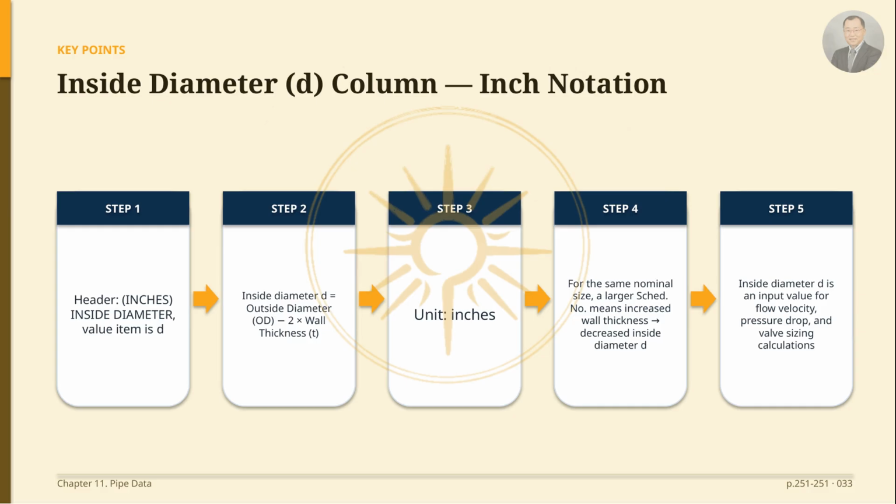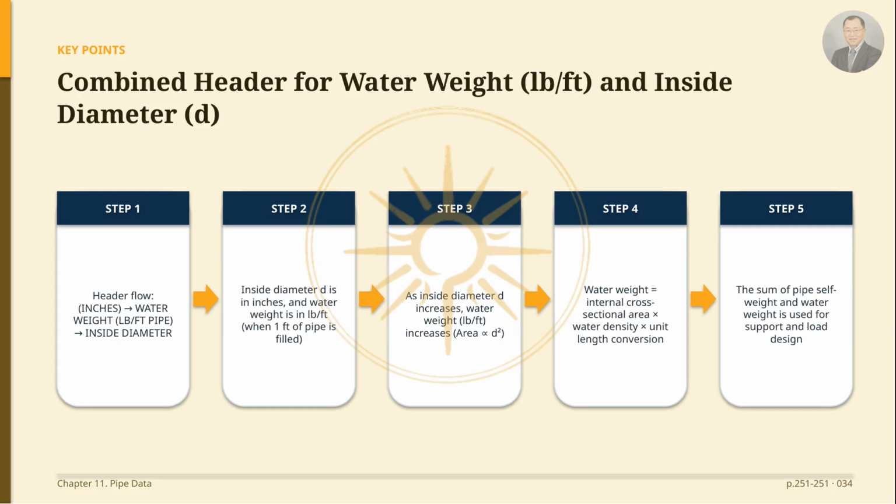It is important to verify this inside diameter value accurately, as it is a direct input when calculating flow velocity and pressure drop or performing valve sizing. Here, we organize the combined headers of the table that lead from the inside diameter in inches to water weight and back to the inside diameter. The inside diameter, D, is in inches, and the water weight is written in pounds per foot for a pipe 1 foot long filled with water.